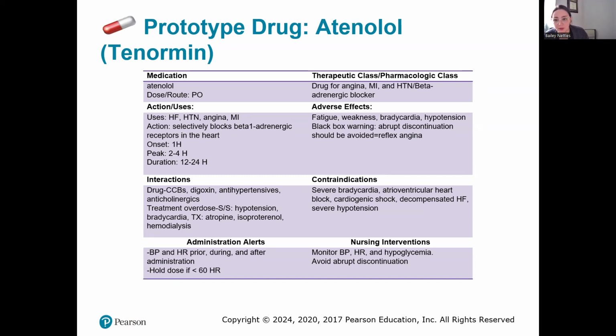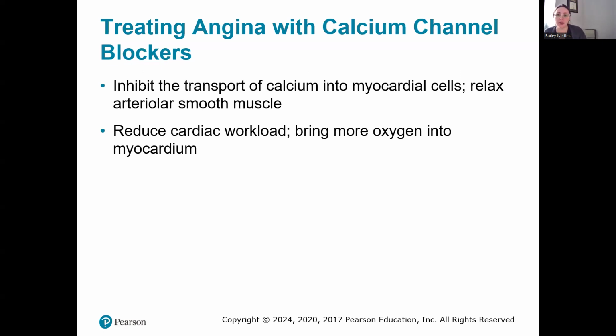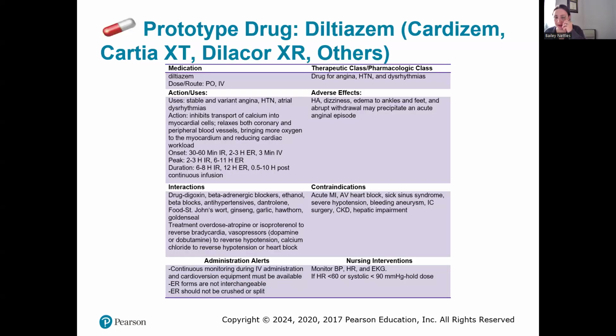Monitor for hypoglycemia as well. Avoid abrupt discontinuation. All right, so now we're into calcium channel blockers. This inhibits the transport of calcium into the myocardial cells. It relaxes smooth muscles in the arteries. Reduces cardiac workload, brings more oxygen into the myocardium.